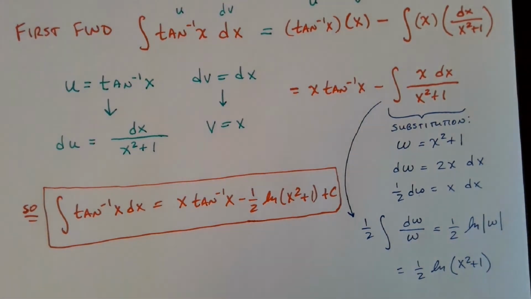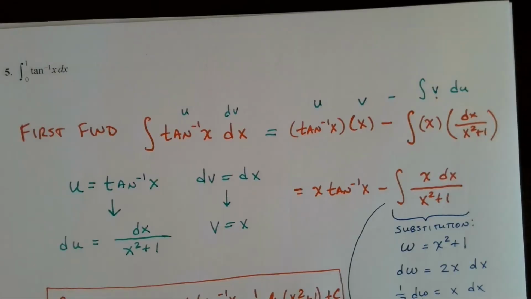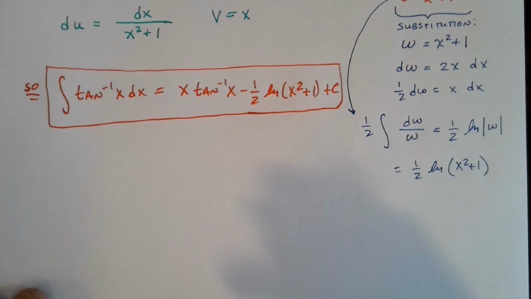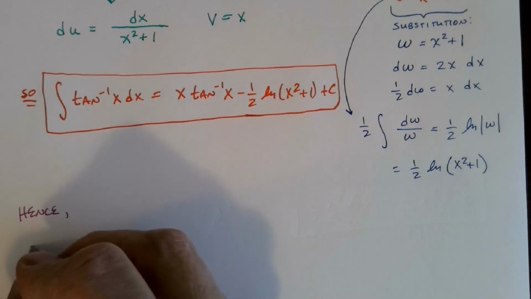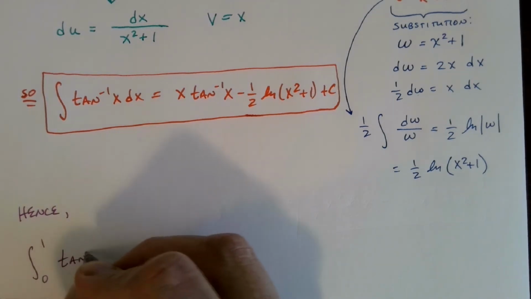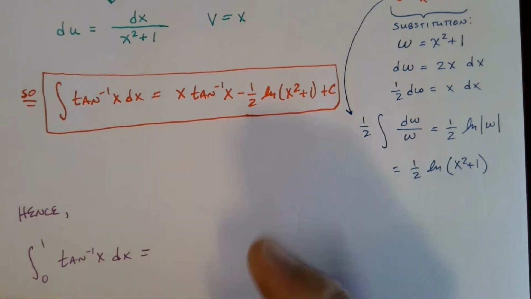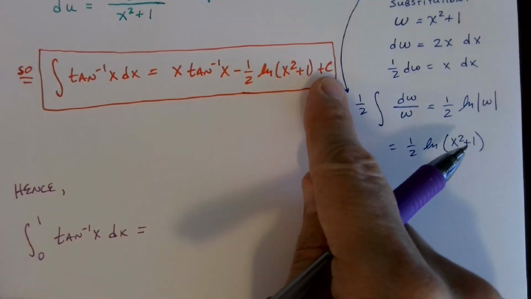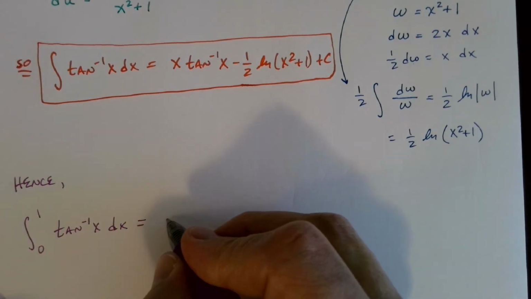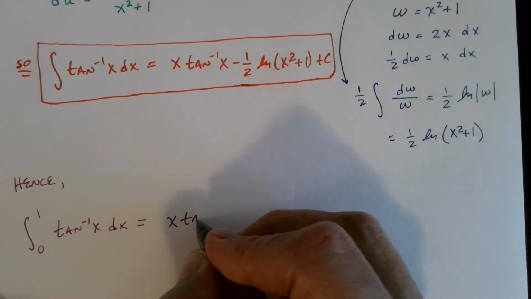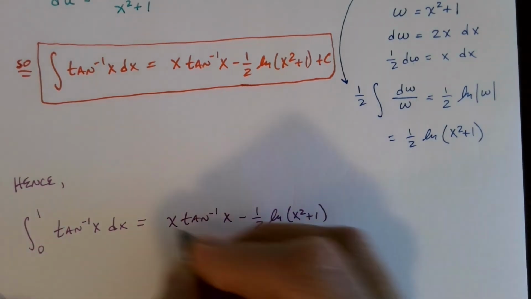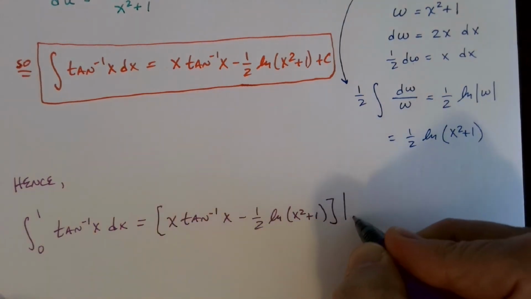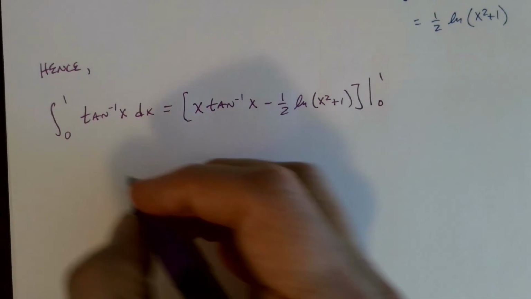Remember, we were looking at the definite integral. So now let's go back to that problem. We're looking at the definite integral from 0 to 1. So let's now use what we have. Hence, we can now do what? We evaluate this antiderivative, minus the plus c, at 1 and at 0. So this will be this whole thing evaluated at 1 and at 0. So we've got some work to do in just evaluating.